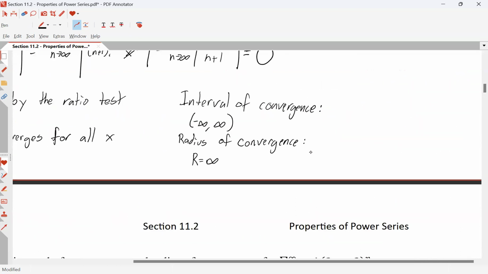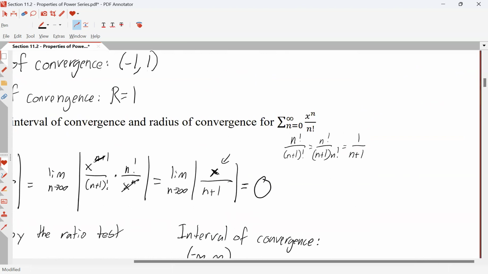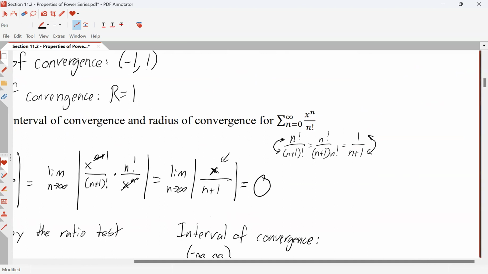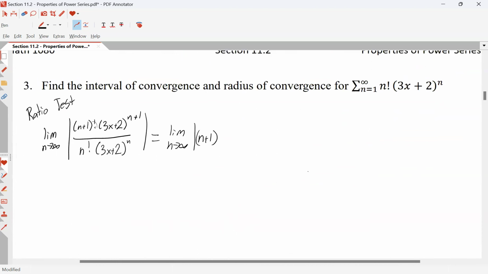We had this same work up here, except we now have the reciprocal. So we get n plus 1. And then (3x plus 2) to the n plus 1 divided by (3x plus 2) to the n is 3x plus 2.